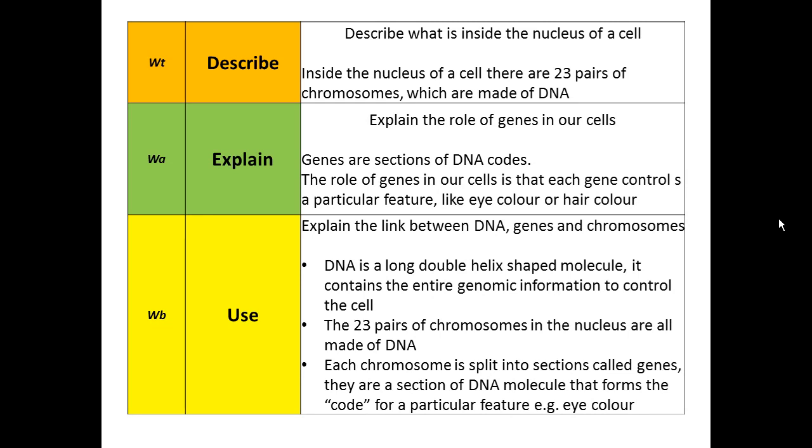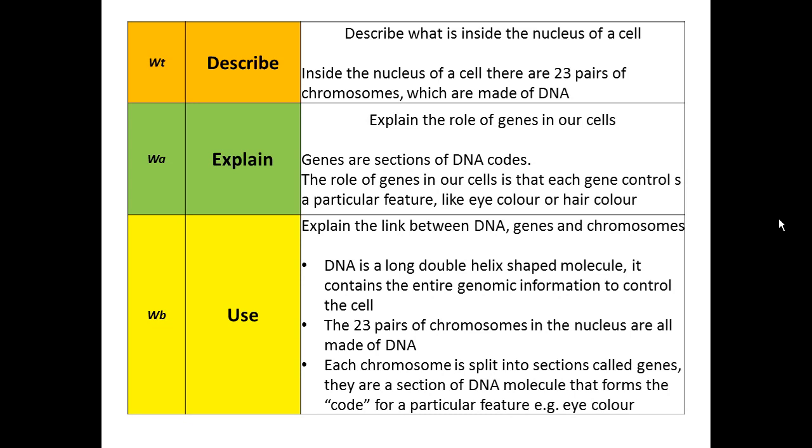And explain the link between DNA, genes, and chromosomes. So DNA is a long double helix-shaped molecule. It contains the entire genetic information to control the cell. The 23 pairs of chromosomes in the nucleus are all made of DNA. Again, 23 pairs or 46. Each chromosome is split into sections called genes. They are a section of DNA molecule that forms the code for a particular feature.